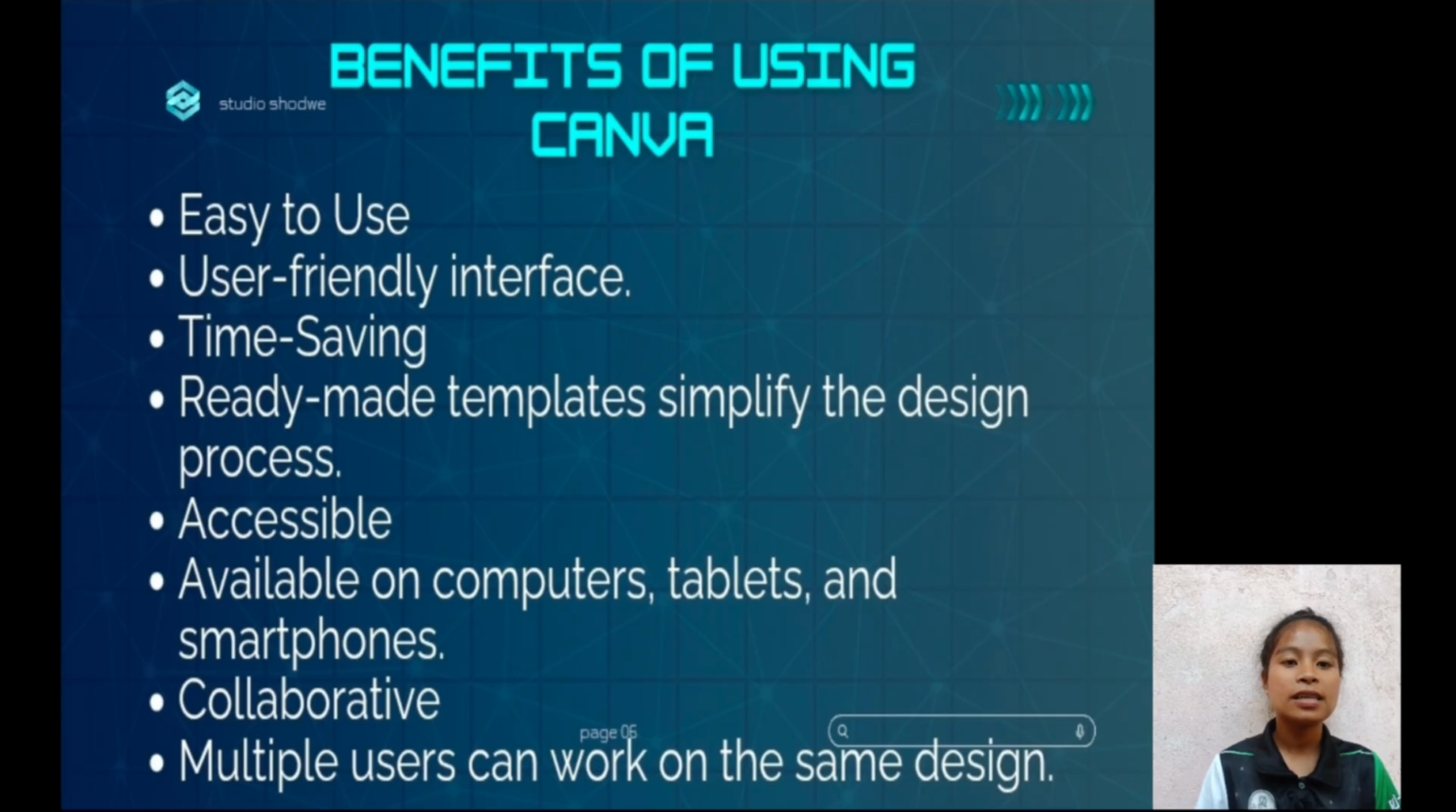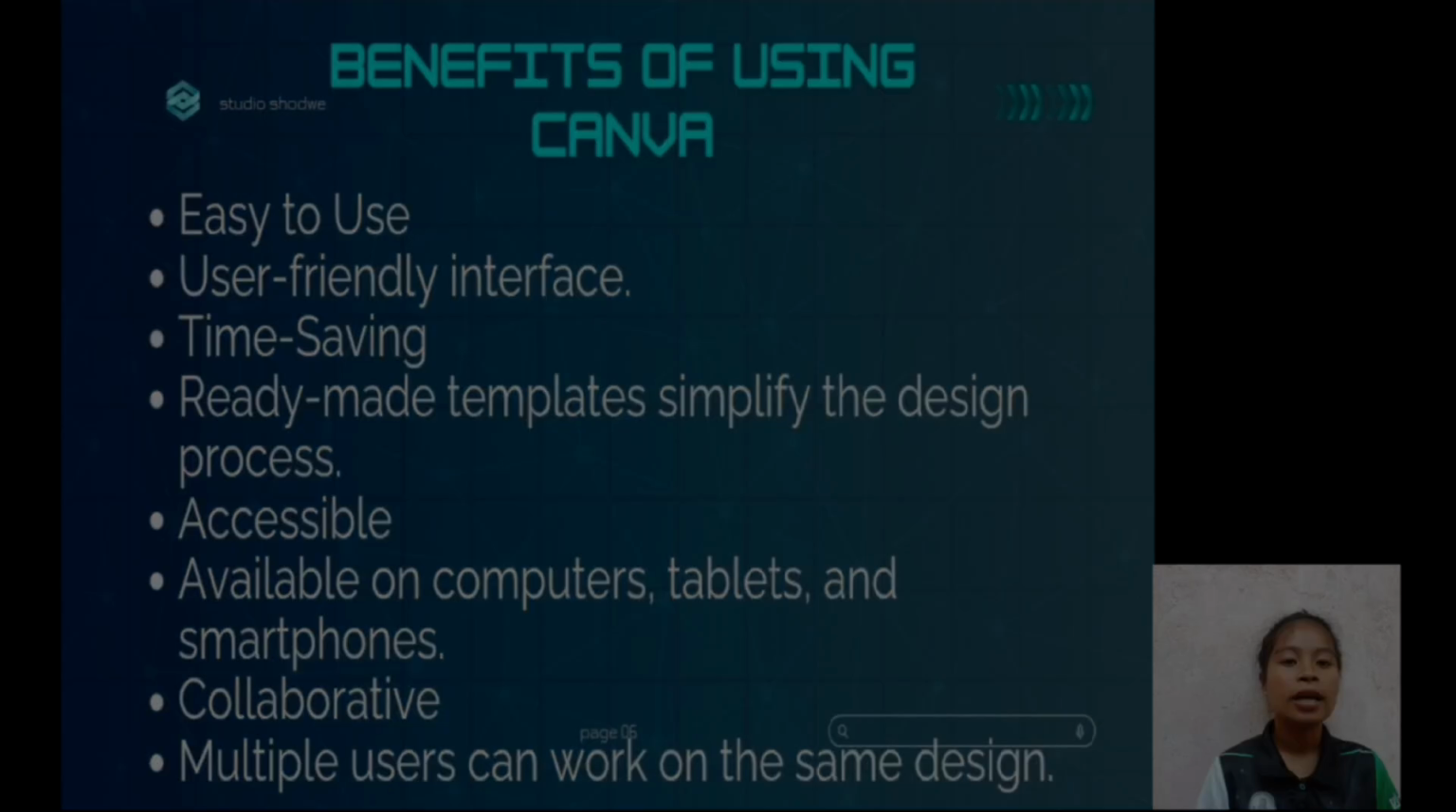Then fifth is accessible. So Canva can be accessed anywhere with an internet connection. So for example, you can work on your project at school, at home, or while traveling. As long as you have an internet connection.